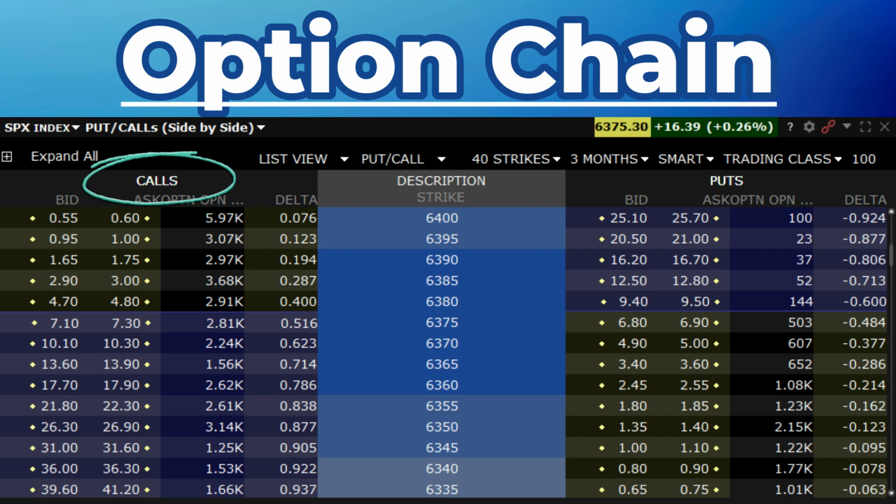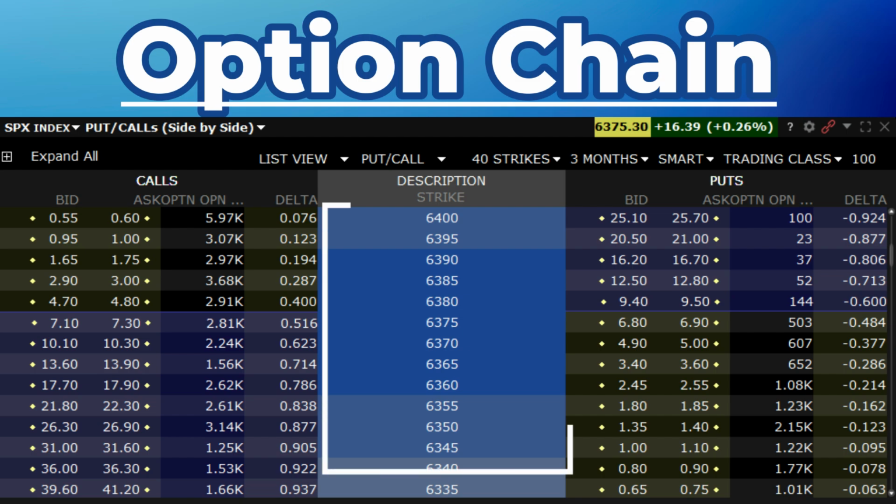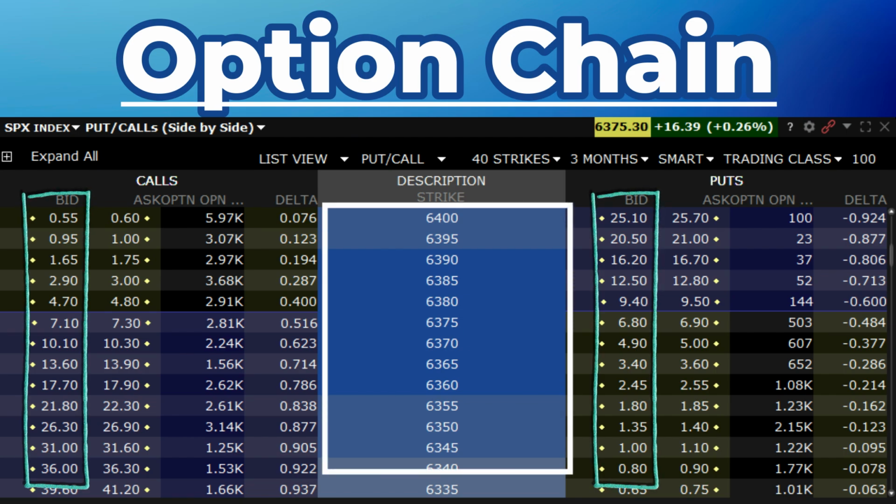On the left-hand side, you have the calls, and on the right-hand side, you have the puts. If you're long a call, essentially you want the price to go up. If you're long a put, you essentially want the price to go down. This image I took from my Interactive Brokers account, and it shows quite nicely the different premiums that are associated with the strike price.